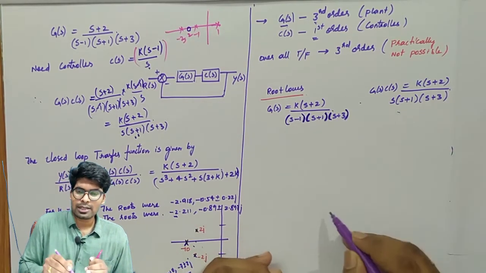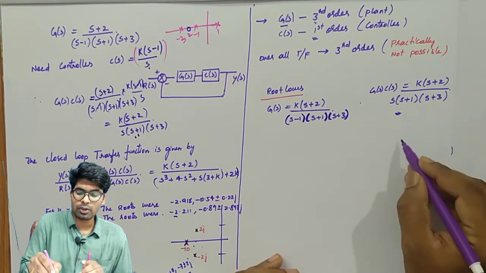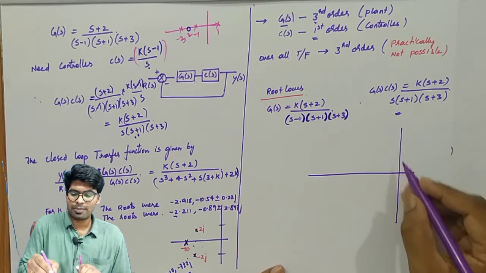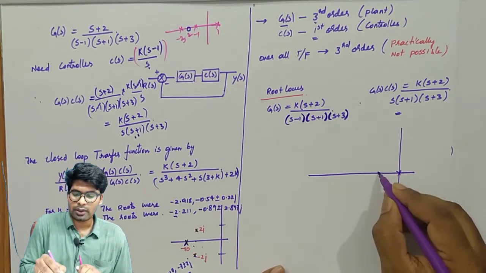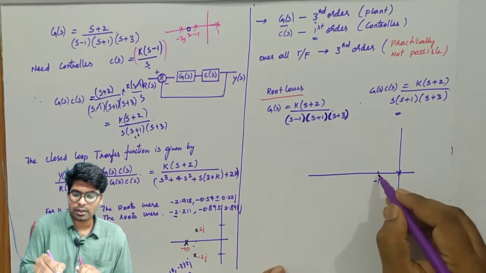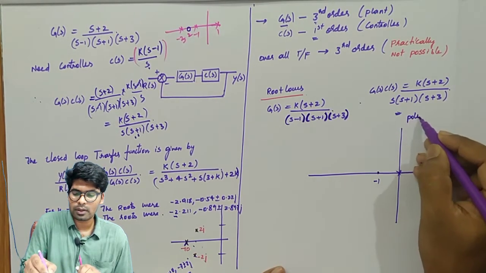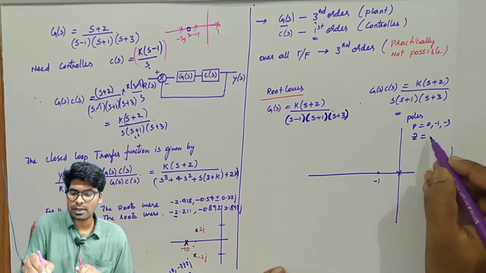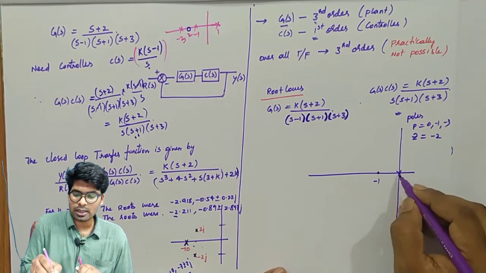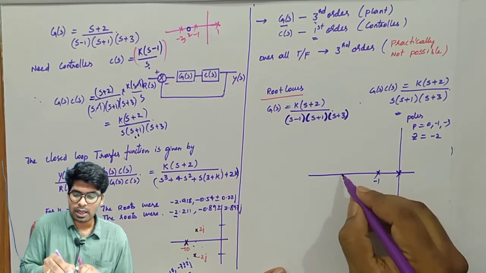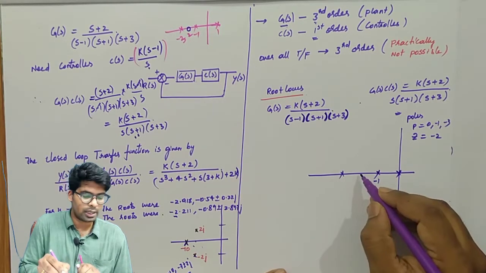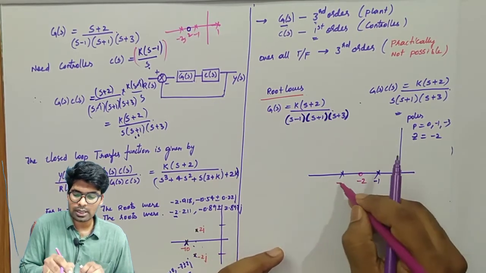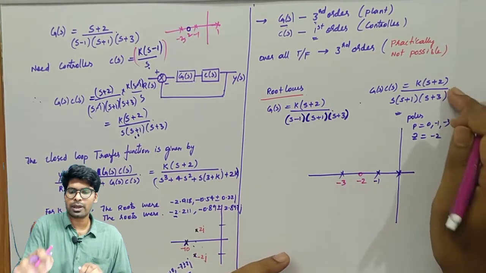for this overall transfer function, I would like to draw the root locus. The poles are at p equal to 0, minus 1 and minus 3, and the zero is at minus 2. So this is one pole, this is one pole, this is one pole, and the zero you locate here. So I would like to draw the root locus for this obtained open loop transfer function.